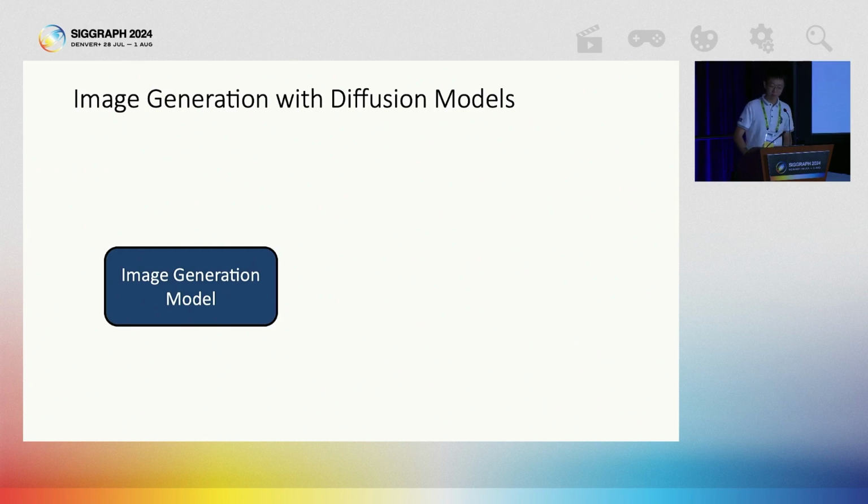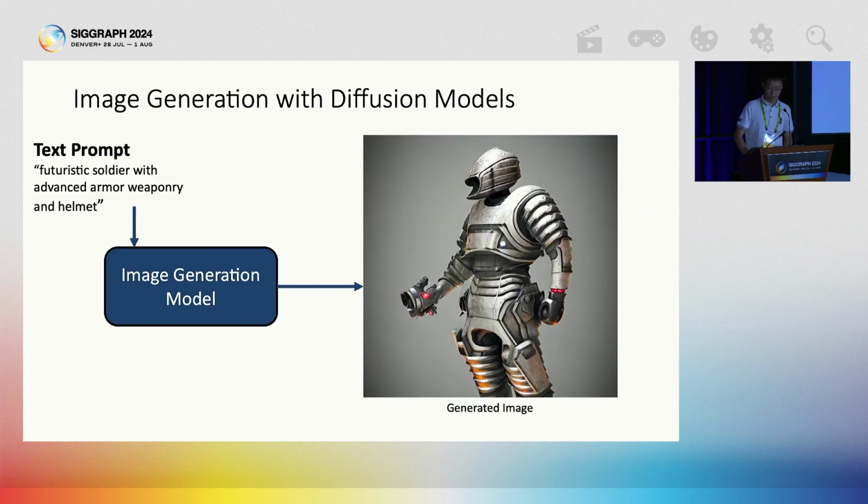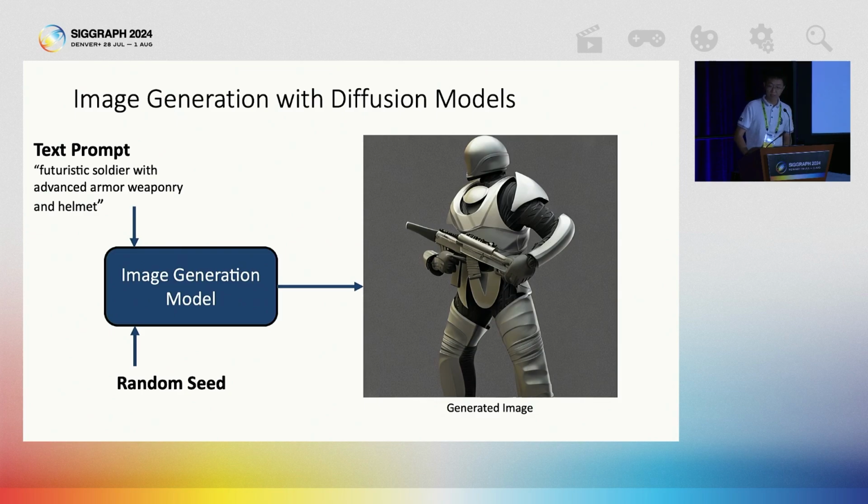Diffusion models are a very popular tool for prompt-driven image generation. Given a text prompt describing the desired image content, a diffusion model outputs an image that follows the given prompt. Besides the prompt, a diffusion model also takes a random seed as input that can be used to tweak the details of the generated image.